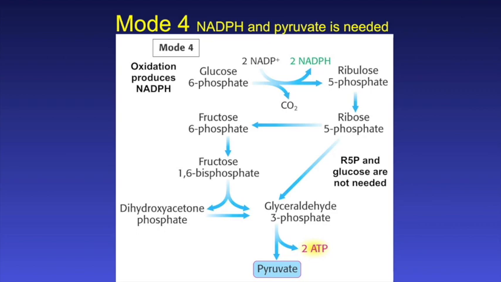So you're interacting between the 4 pathways: the oxidative pathway of the pentose phosphate pathway, the non-oxidative pathway, that transketolase, transaldolase, glycolysis, and gluconeogenesis. They all work together.